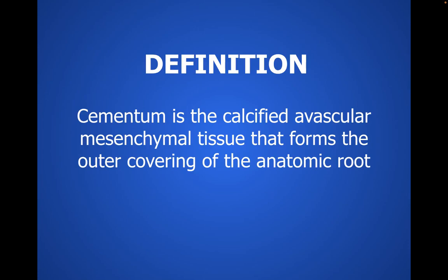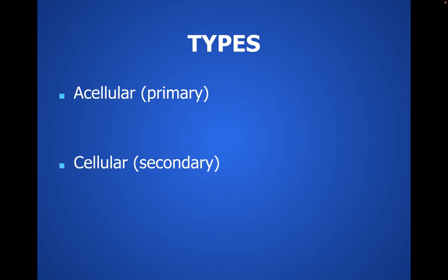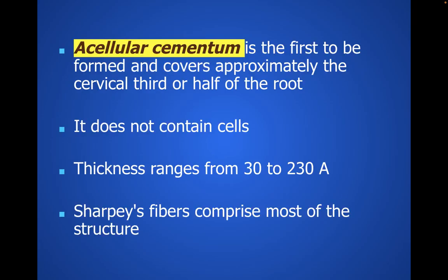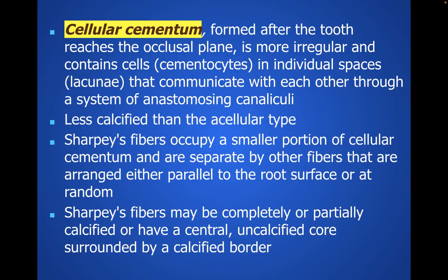By definition, cementum is the calcified avascular mesenchymal tissue that forms the outer covering of the anatomic root. It is of two types: acellular, which is also called the primary, and cellular, which is also called the secondary cementum. Acellular cementum is the first to be formed and covers approximately the cervical third or half of the root. It does not contain any cells and its thickness ranges from 30 to 230 angstroms. Sharpey's fibers comprise most of the structure.